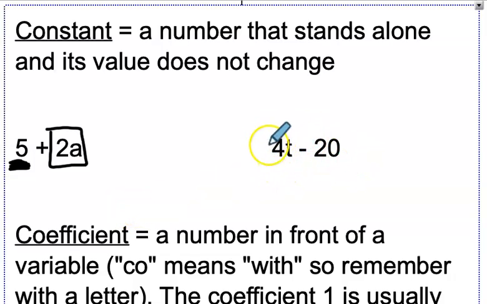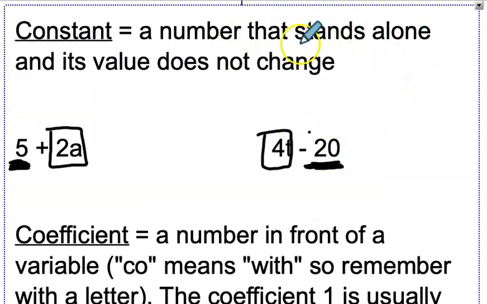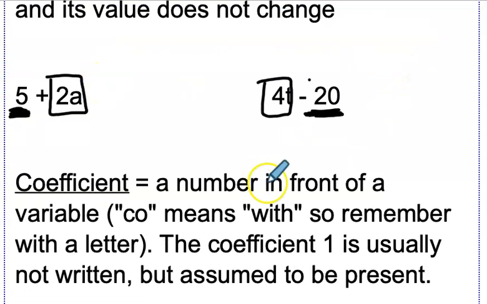In this example, I have 4 times t minus 20. Which one is a number that stands alone? Well, the 20 is a constant. That 20 will always be a 20, can never be anything else but a 20. And this value could change depending on what t is. So 20 and 5 are my constants. They stand alone. They do not change.